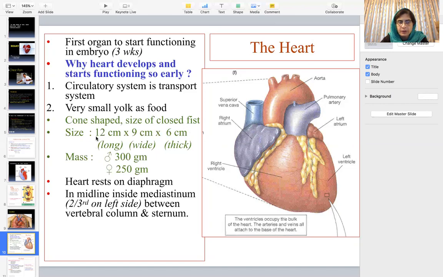Its dimensions are 12 centimeters long, 9 centimeters wide, and 6 centimeters thick, and its weight is about 300 grams. It is resting on the diaphragm between the two lungs. I told you that it is present inside the mediastinum, resting on the diaphragm between the vertebral column and the sternum.